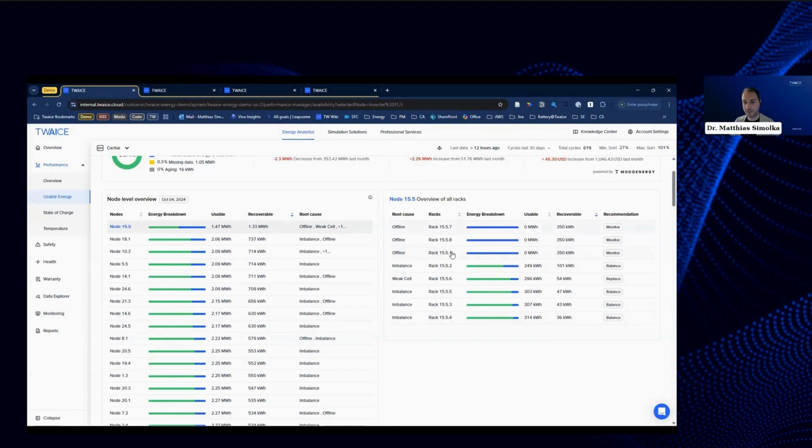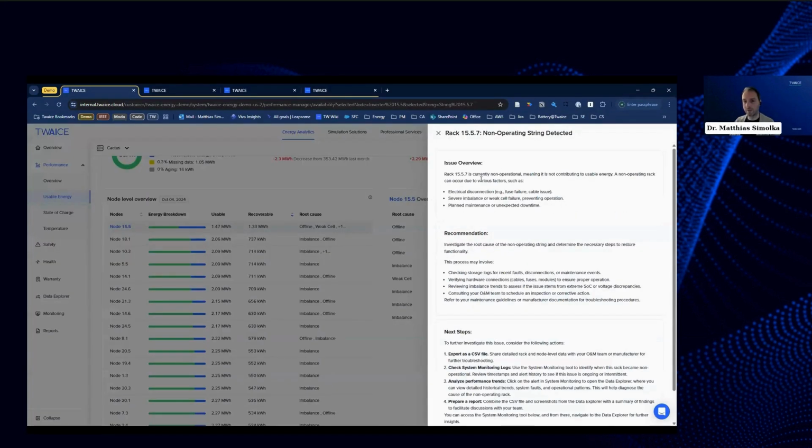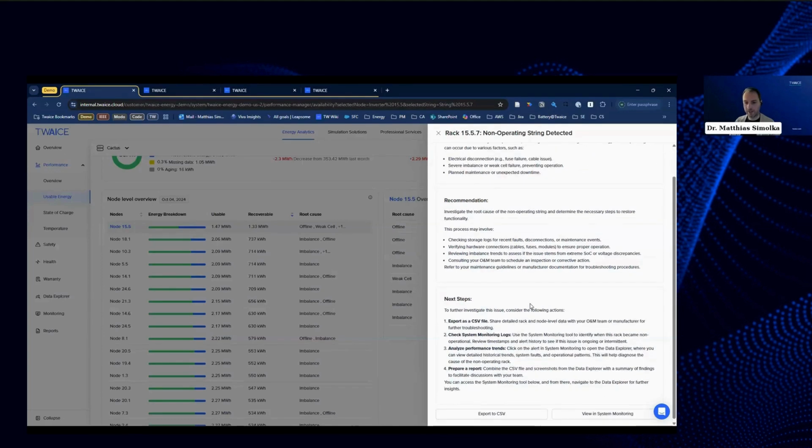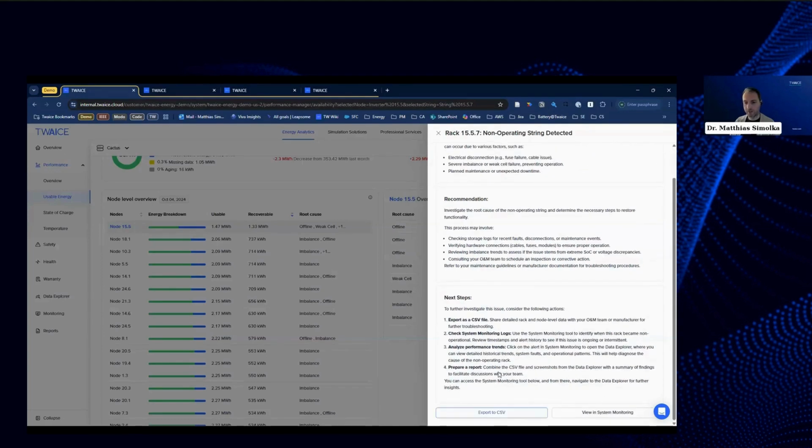So we have, for example, three strings or racks which are offline. If you click on them, you get a bit more information on what the issue is about. It's currently non-operational. You would also have alerts on that in your system monitoring overview, which we provide. You have some recommendations available: check the storage logs, maybe there are some hardware connection issues. And there are also the next steps. You can export that as CSV, you can jump to the system monitoring log from TWAICE, and you can also see if that problem has happened in the past.